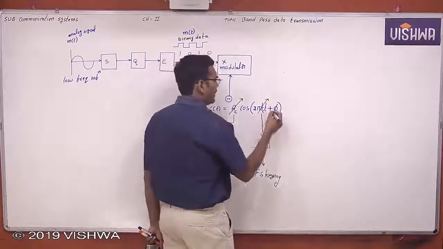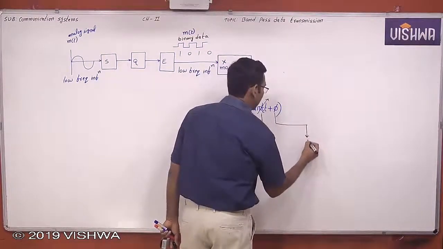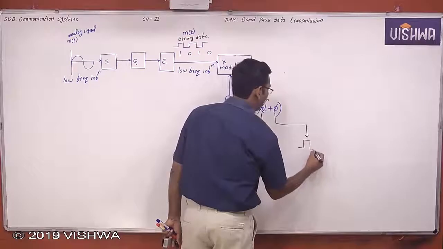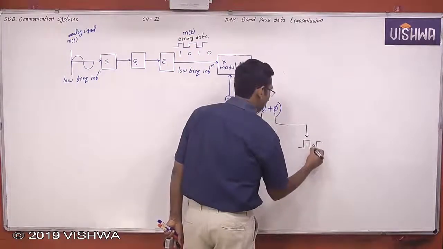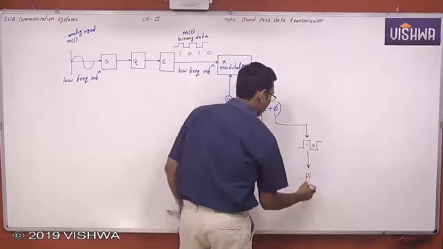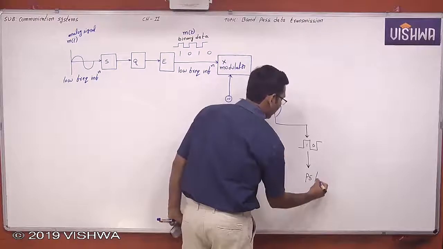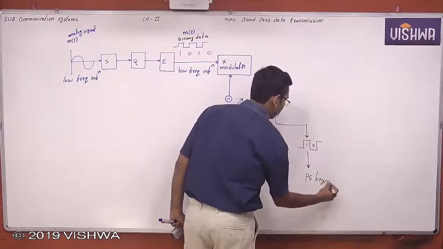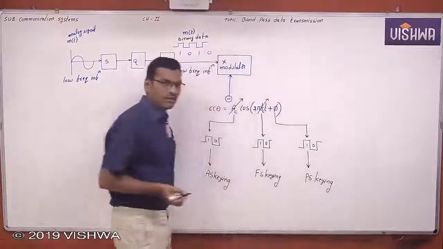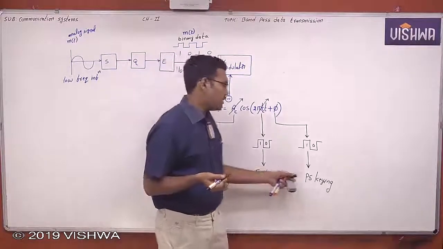And one of the carrier characteristic parameters is phase. If the phase of the carrier is varied in accordance with this binary data, then that modulation technique is called phase shift keying. This is similar to AM, this is similar to FM, this is similar to PM.